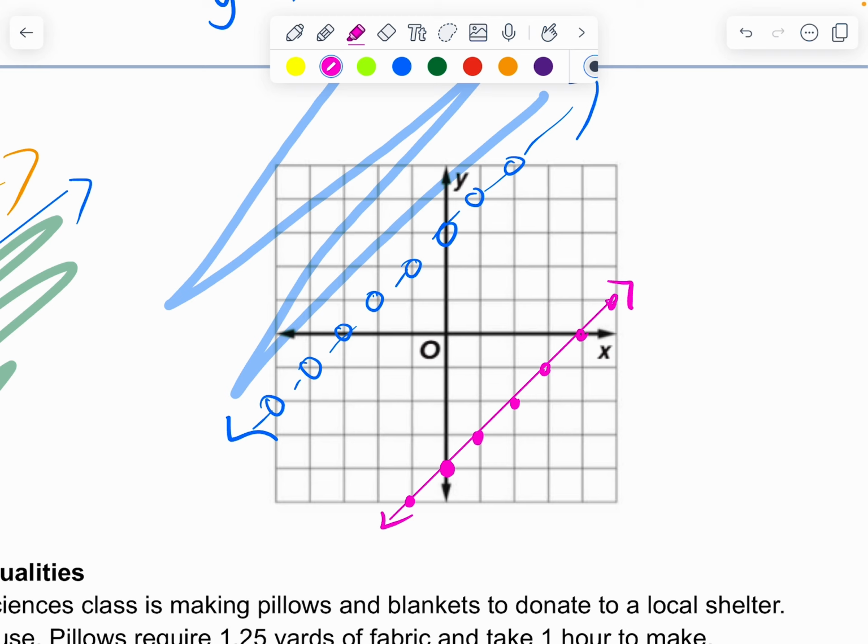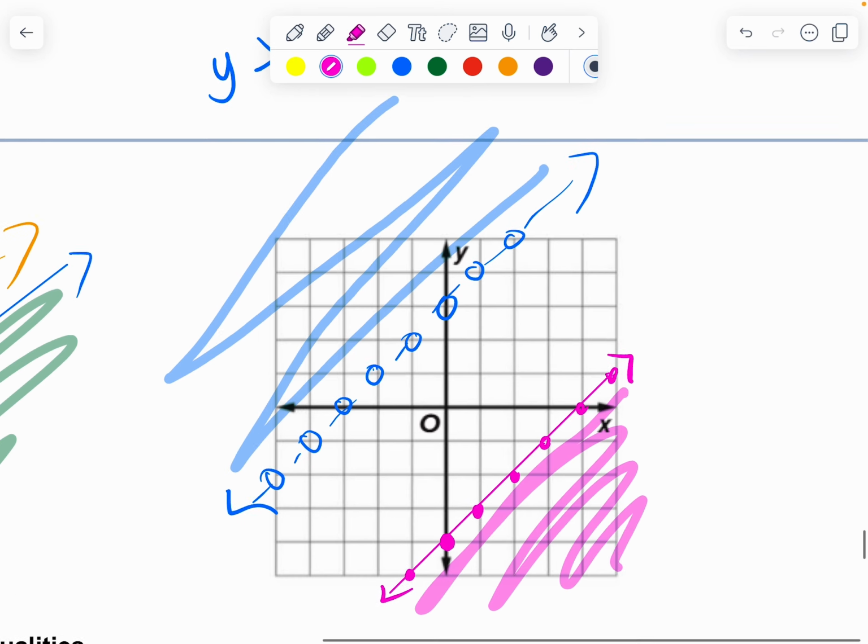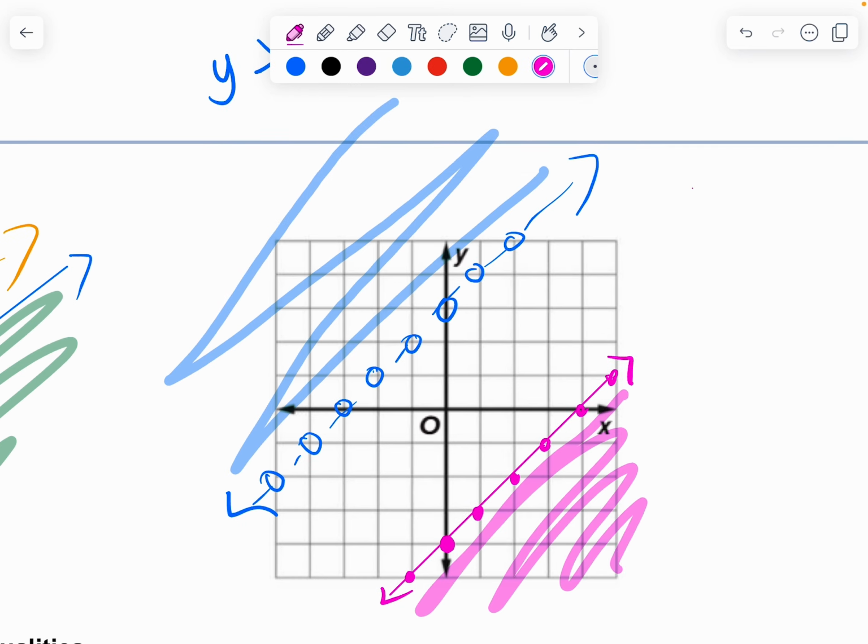Right here. So what's the answer to this? The answer to this is no solution. There is no place where they intersect.